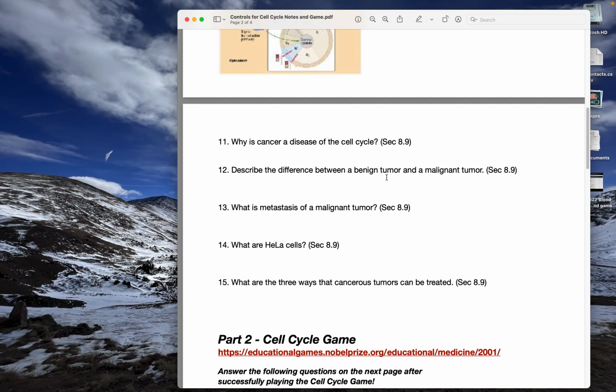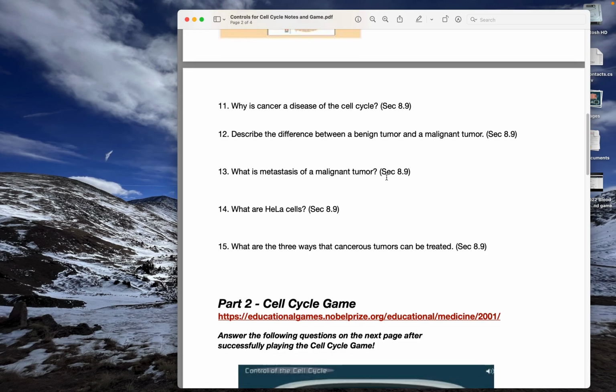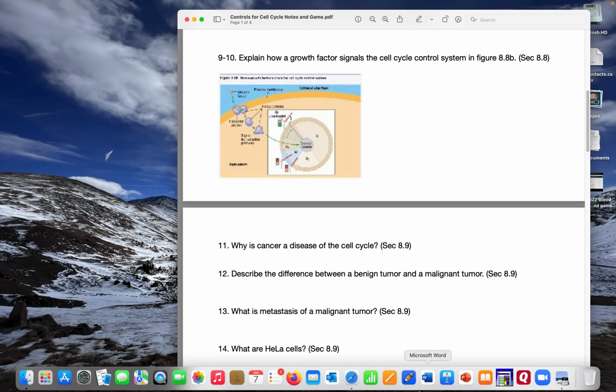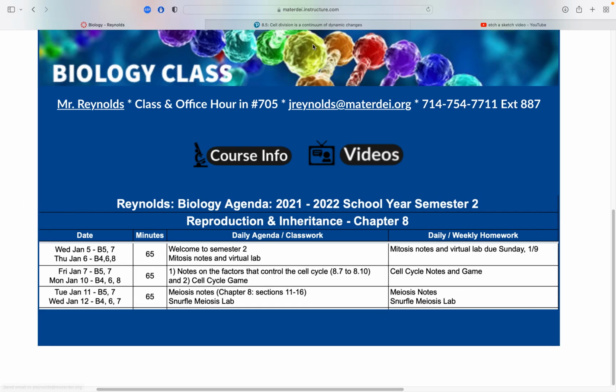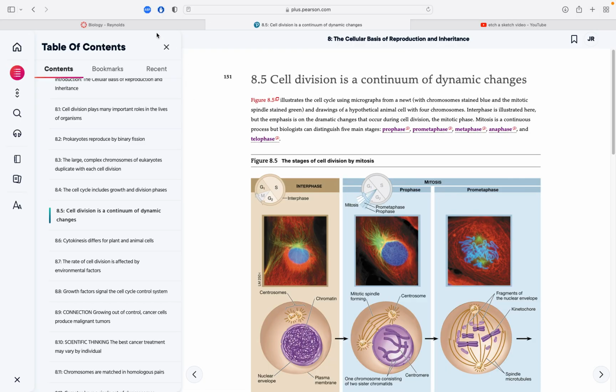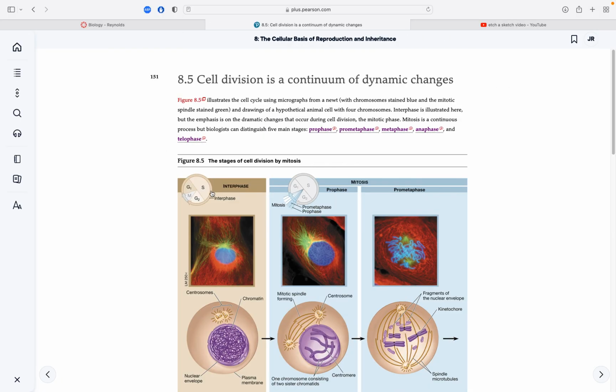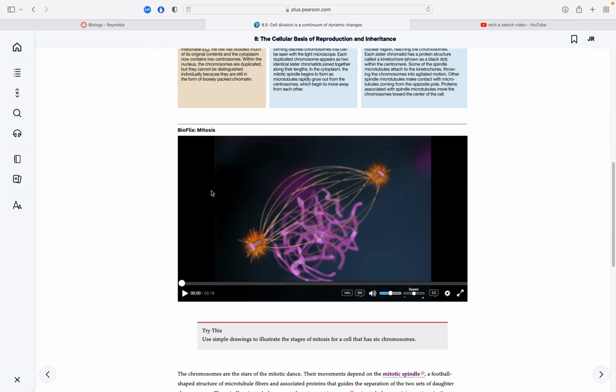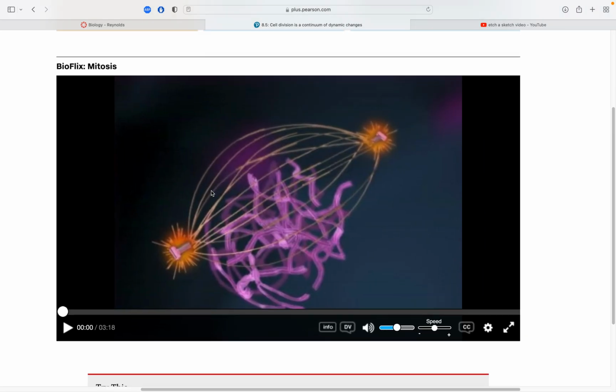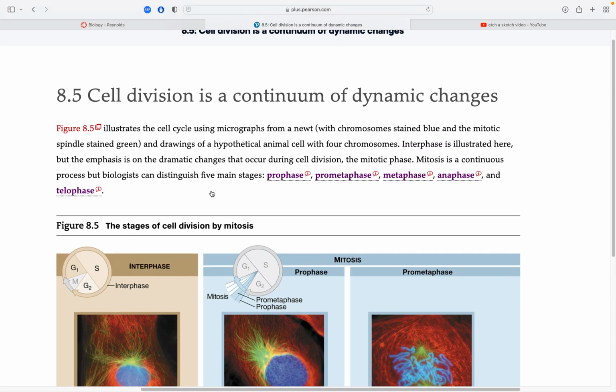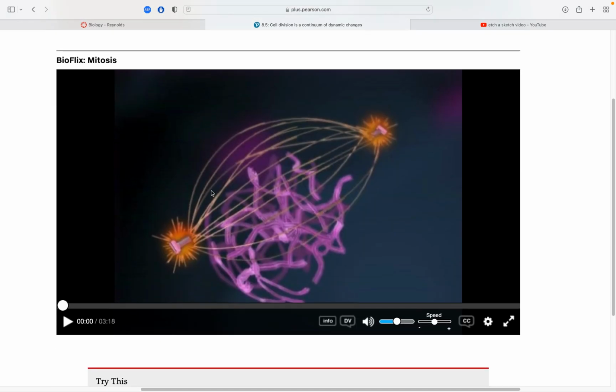So if you scan this, there are 15 questions from the textbook, and then we're going to get to the game. So I'm going to go over here to our textbook so that we can see it up on the screen as large as possible. If you go to page 5 in the textbook, there's an awesome video. I meant to play this for you right off the top, but I'm going to do that after we go over a few things.